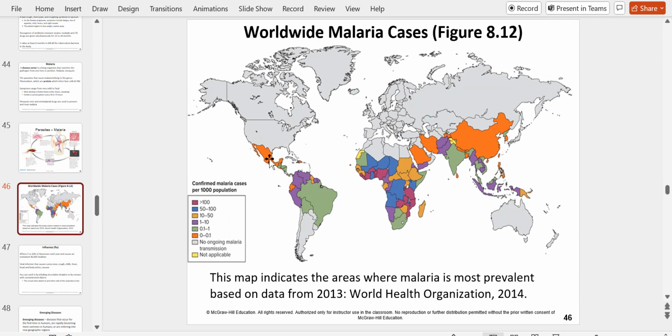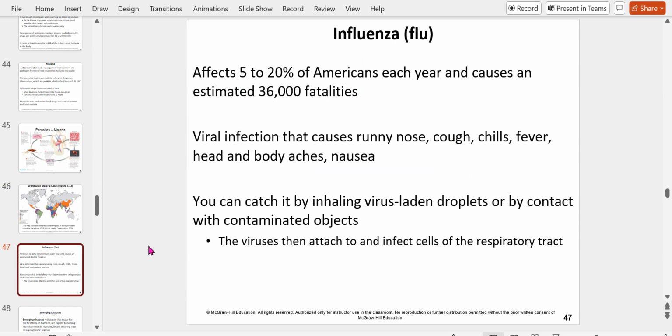Worldwide malaria cases. Now, generally this could be for climatic reasons as well, but you'll see where the malaria is. Influenza affects 5 to 20% of Americans each year and causes an estimated 36,000 fatalities. Viral infections cause runny nose, cough, chills, fever, head and body aches, nausea. You can catch it by inhaling a virus-laden droplet.